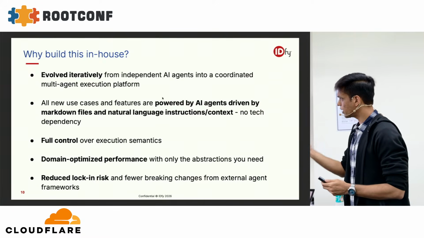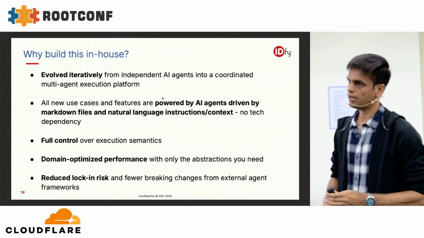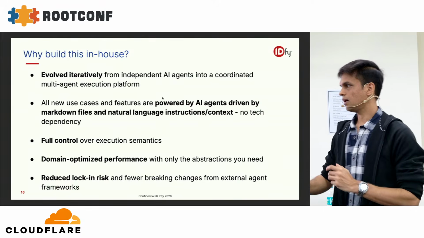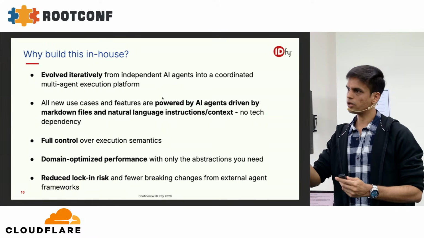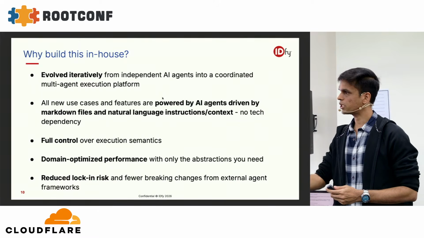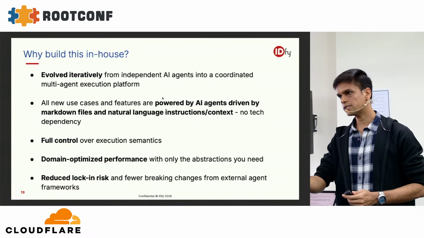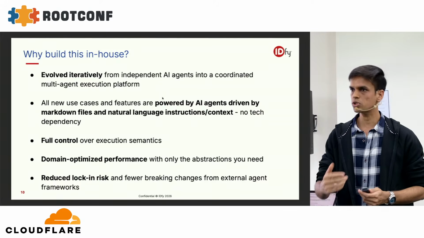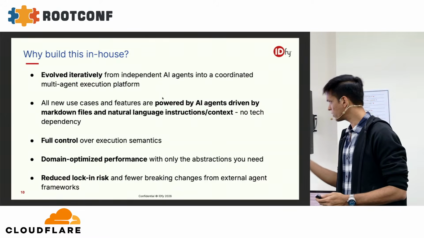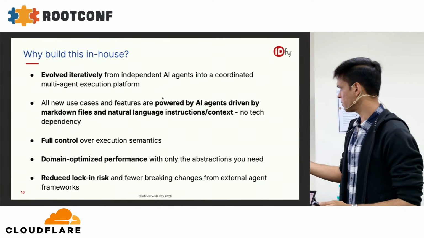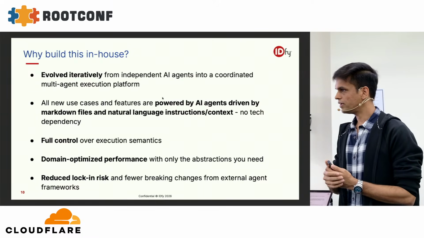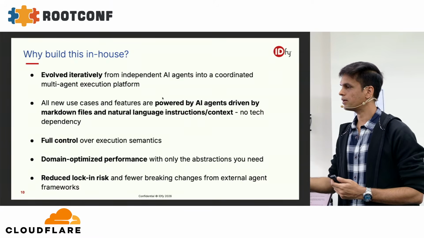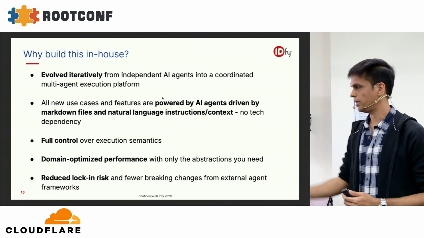That also allows us full control over execution semantics. By this I mean I have full control over how a workflow needs to be executed, what the output should be at each stage, what the SLA for a workflow should be, and so on and so forth, right? So I have full control over it. Domain optimized performance: we have added the abstractions that we absolutely need, and anything else that cannot be abstracted is taken care of by the tech team.